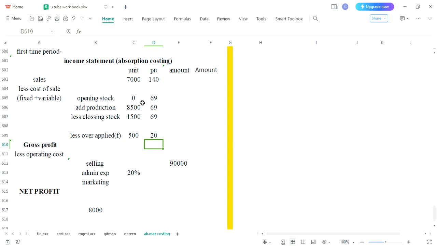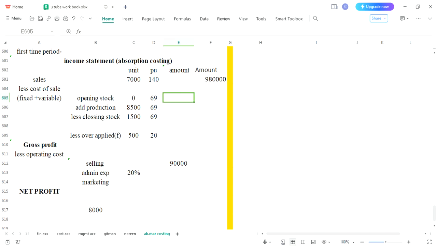All units are completed. Per units are completed. We can calculate the amount, except this thing is still pending. We need to calculate 20% of sales for admin expenses. Let's calculate our amount of sale by multiplying units and per unit. Units sold 7,000 and you will multiply by per unit 140. So we have got the amount of sales.